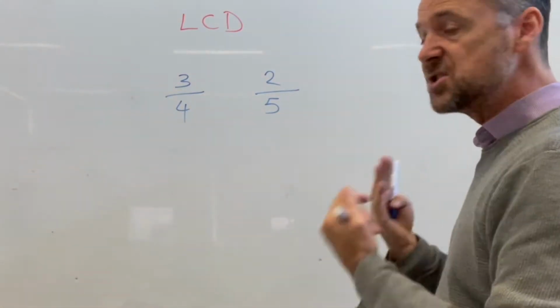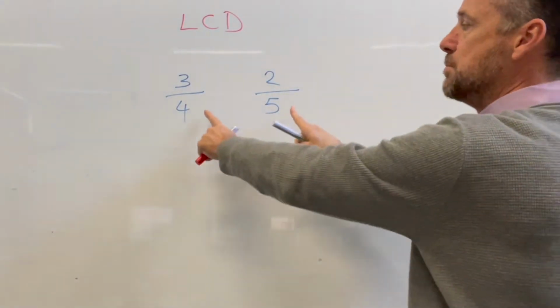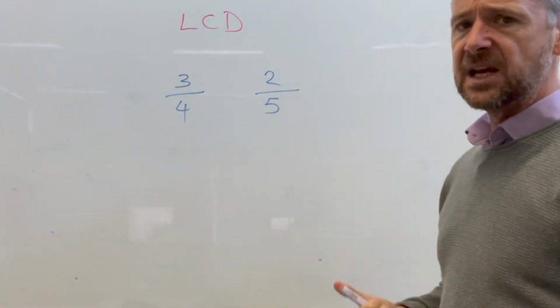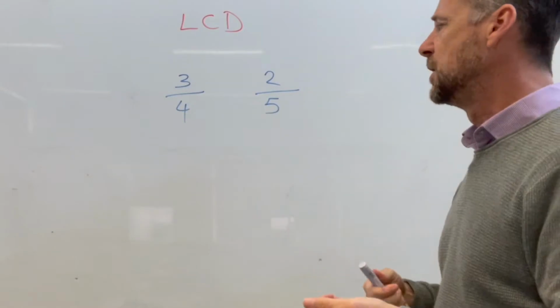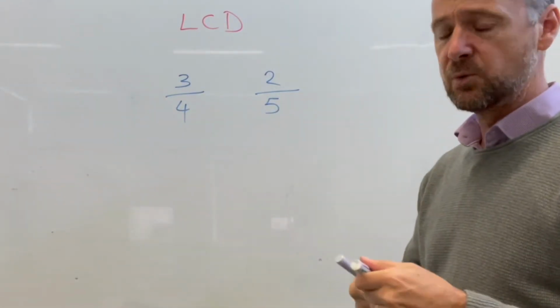Now, there is an easy way to find a common denominator, and that's simply to multiply the denominators, and that will always work. However, it doesn't always give you the lowest. So we'll do a simple one to start with, and then we'll have a look at one where the lowest will work a little bit easier.